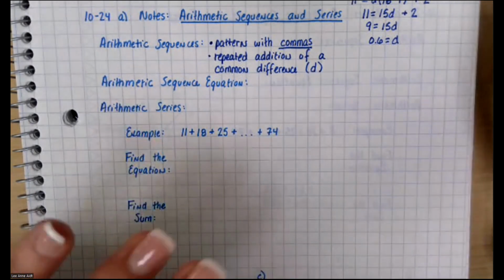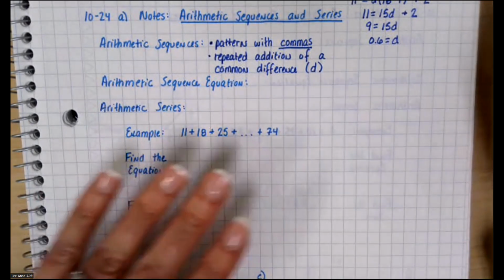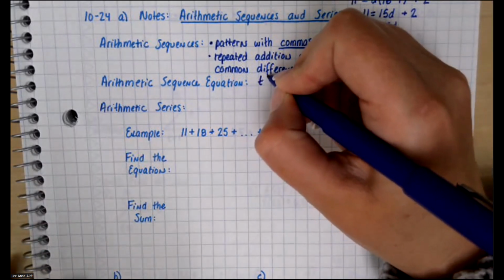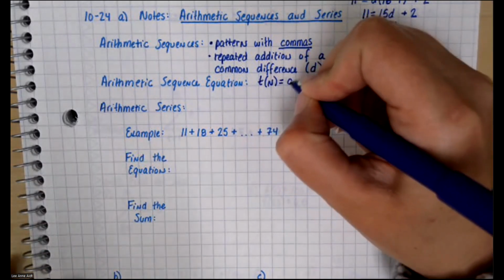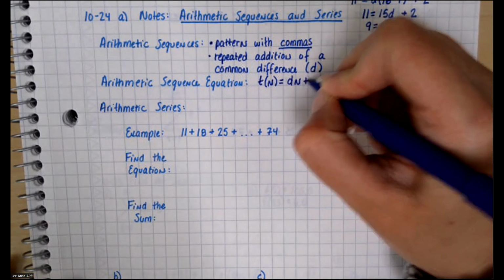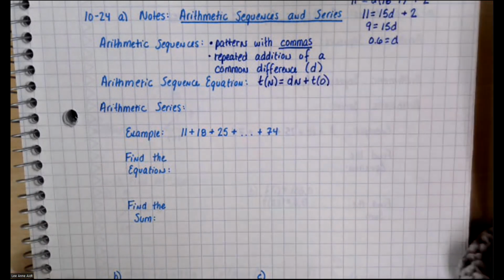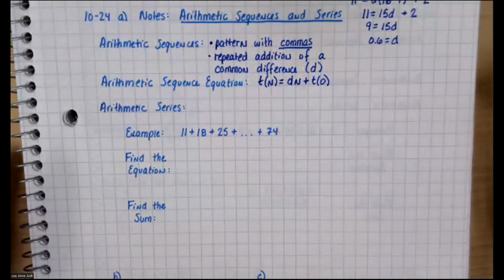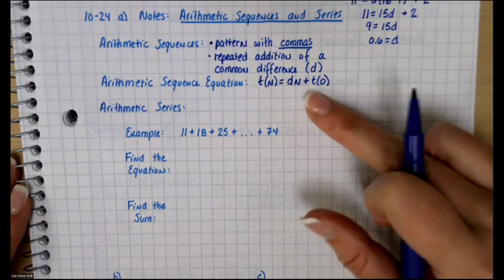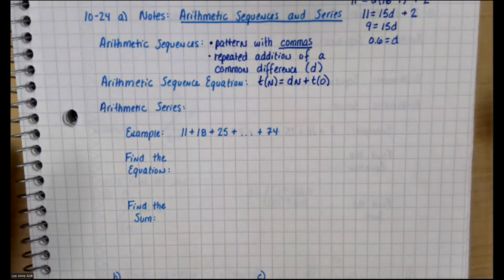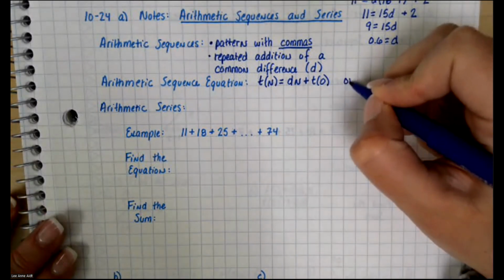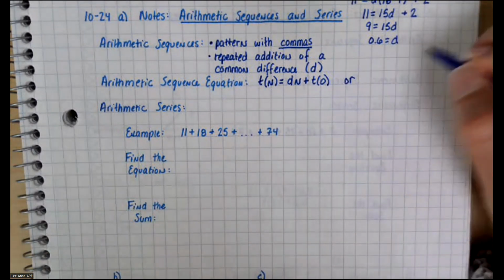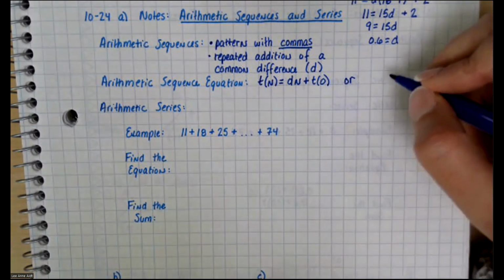Okay, arithmetic sequence equation. There's 2 of them. One of them uses the 0th term, which is T of n equals dn plus T0. This is the one that we're comfortable with. We're familiar with that one. It's y equals mx plus b. And we learned a new one on the block day that's in terms of the first term. And sometimes we have to use that.